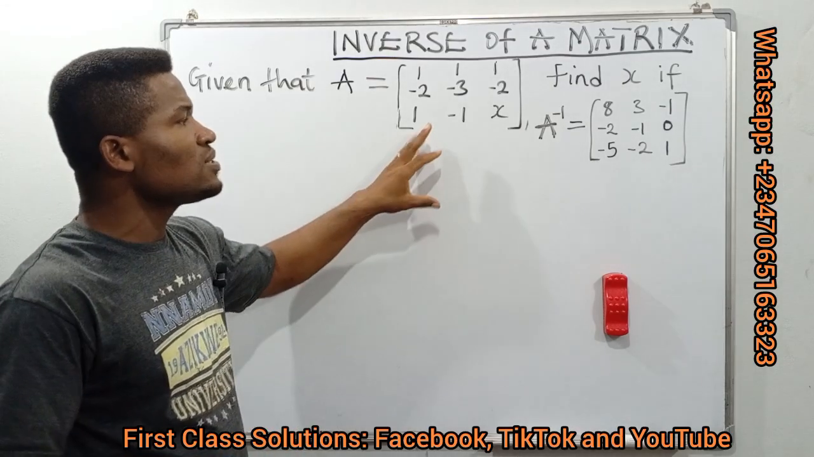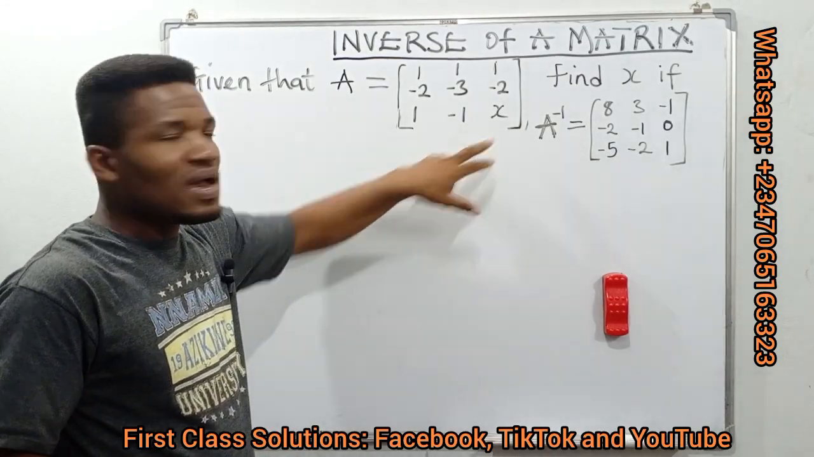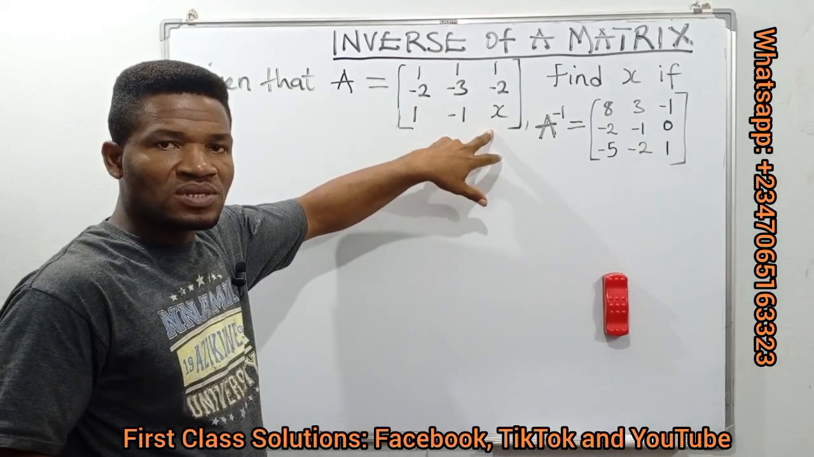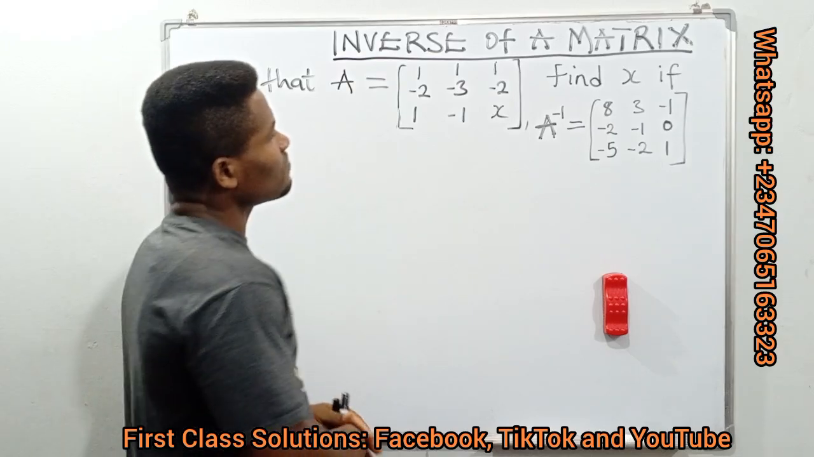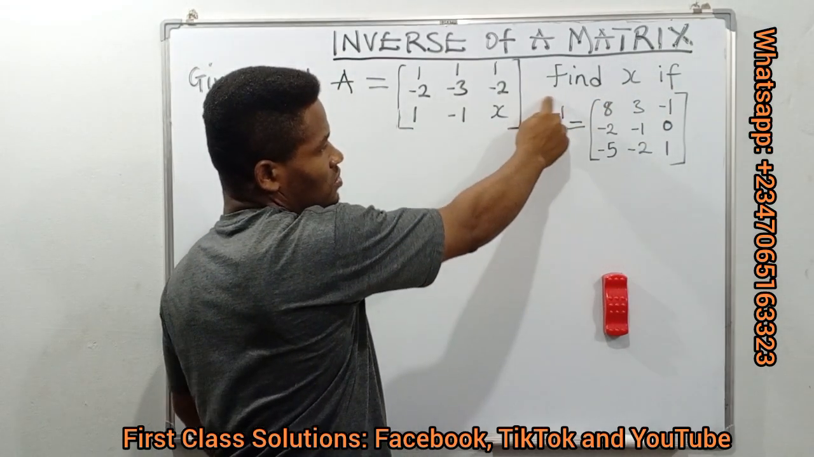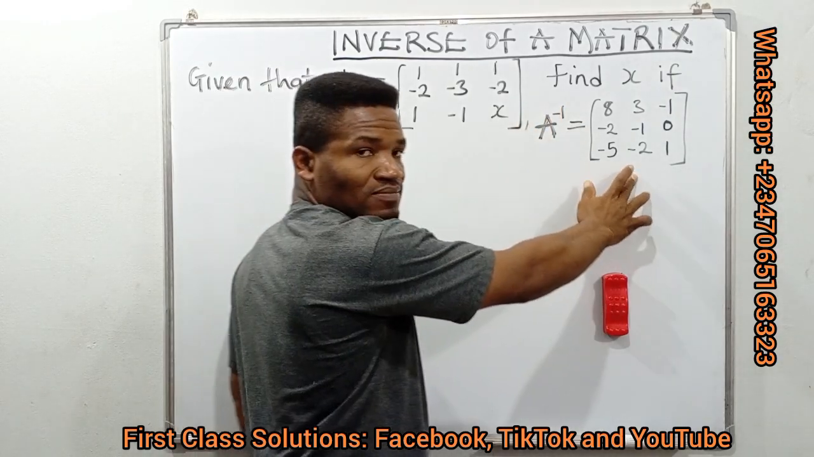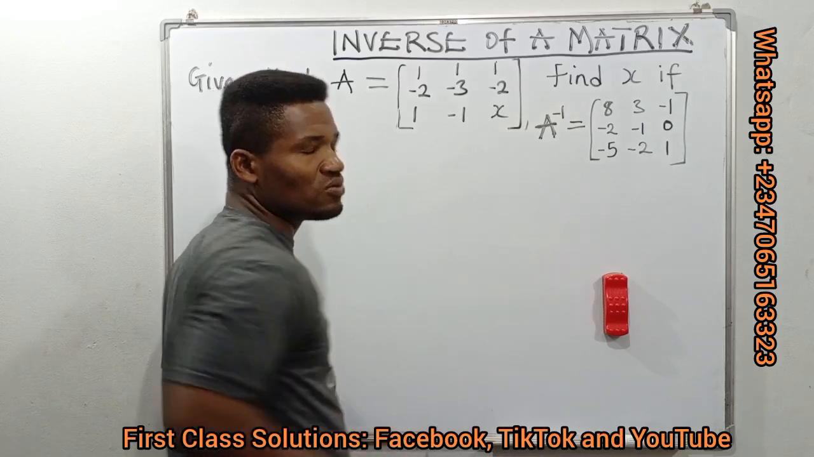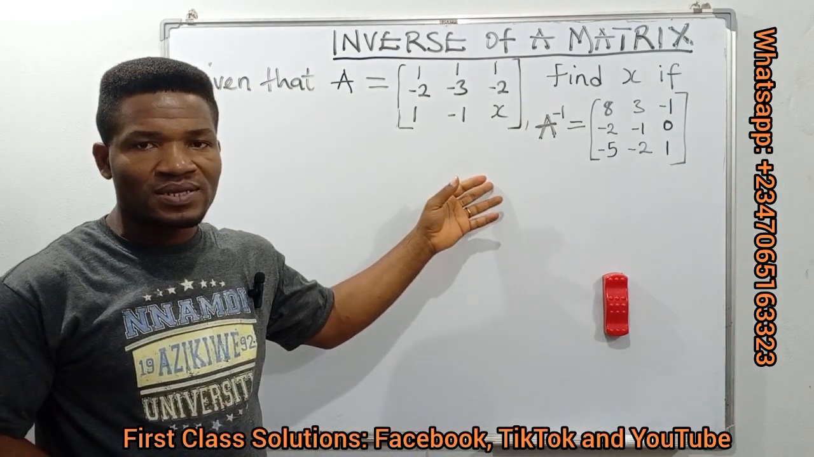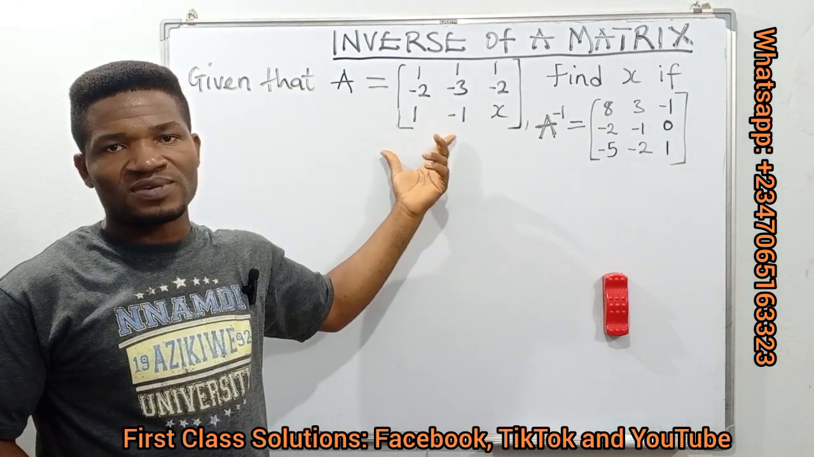In this case, this is not just a 3 by 3 matrix, but a 3 by 3 matrix that contains an unknown. In calculating the inverse of this matrix, this unknown needs to be taken care of. We are told to find this unknown, this x, if the inverse of this matrix A is this. So we have a unique problem at hand, in the sense that we will calculate the inverse and get the unknown, which will replace this x to get the complete value of this matrix A.